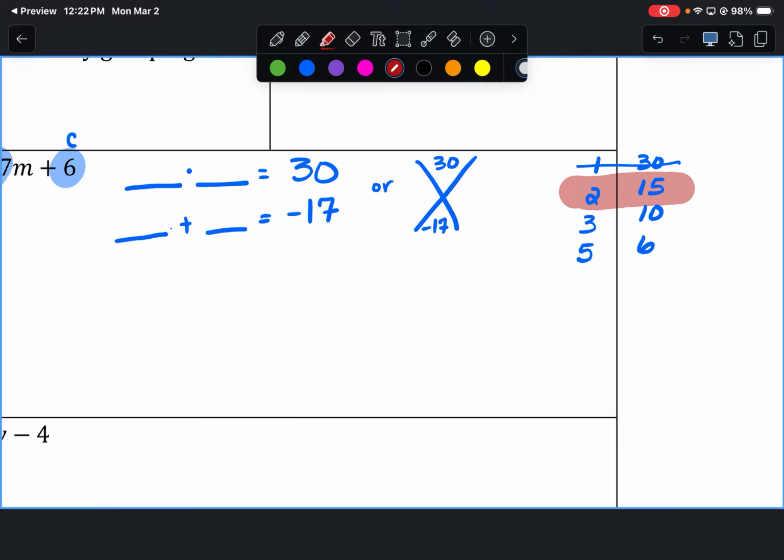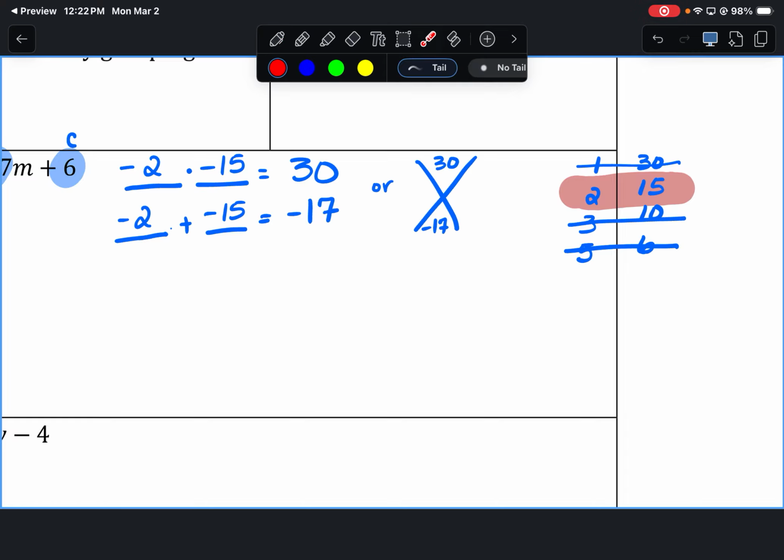Let's double check that there's no others. Can we combine 3 and 10 to get 17? What about 5 and 6? No. Okay. So in order for us to be able to multiply to get positive 30, but add to get negative 17, what signs do they need to be? Negative. So we need to have a negative 2 and a negative 15.